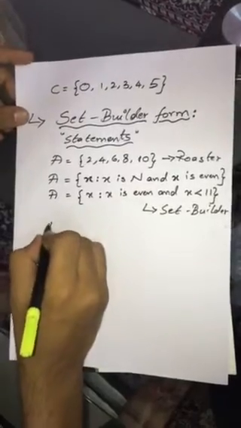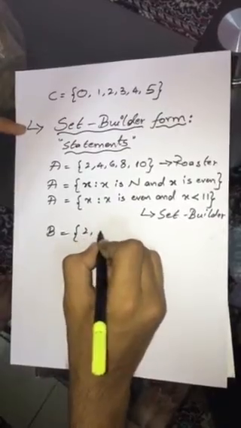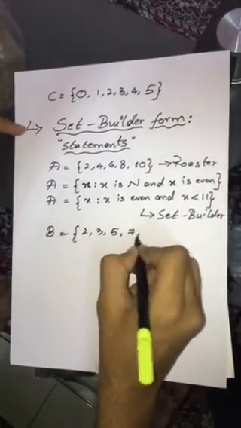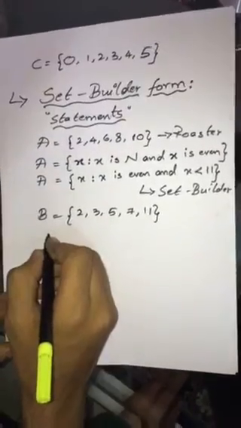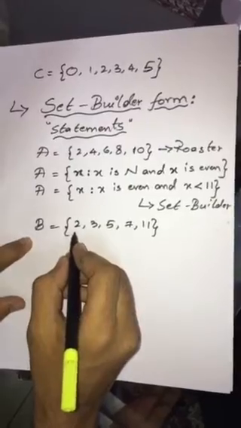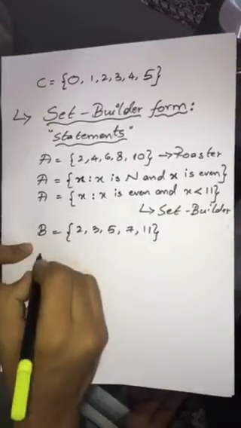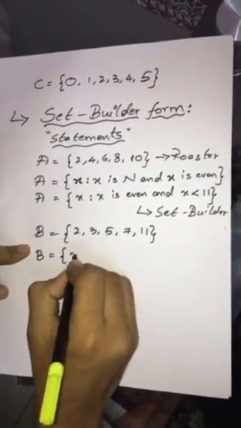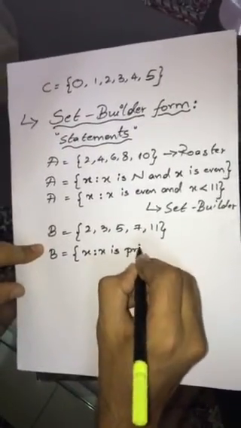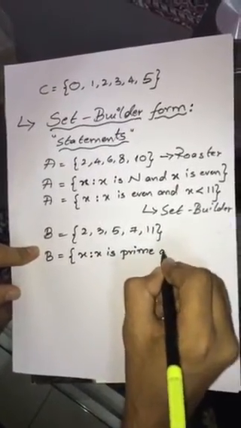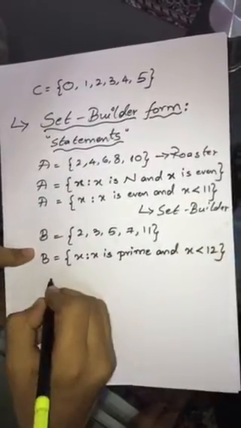Now we'll take the example of the second set, that is the first 5 prime numbers, that is 2, 3, 5, 7 and 11. These are the first 5 prime numbers. So B is a set of prime numbers, that is 2, 3, 5, 7 and 11, that is they are less than 12. So we can write this set builder form as x such that x is prime, and the limit of x is less than 12. This is the set builder form for the prime numbers.